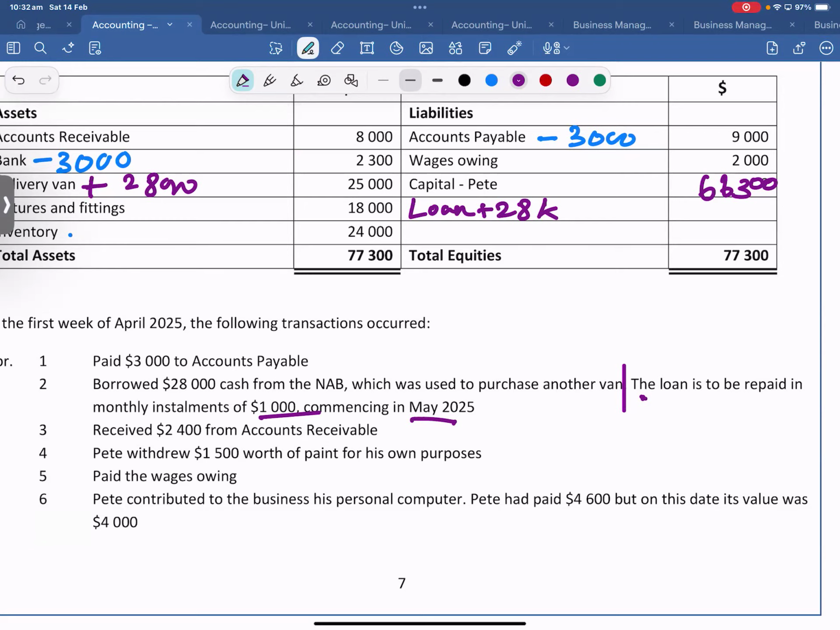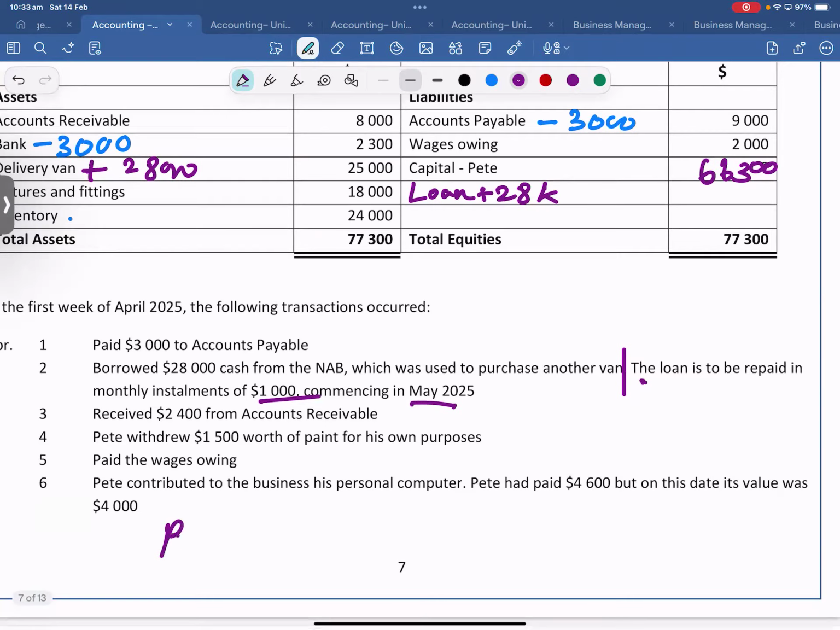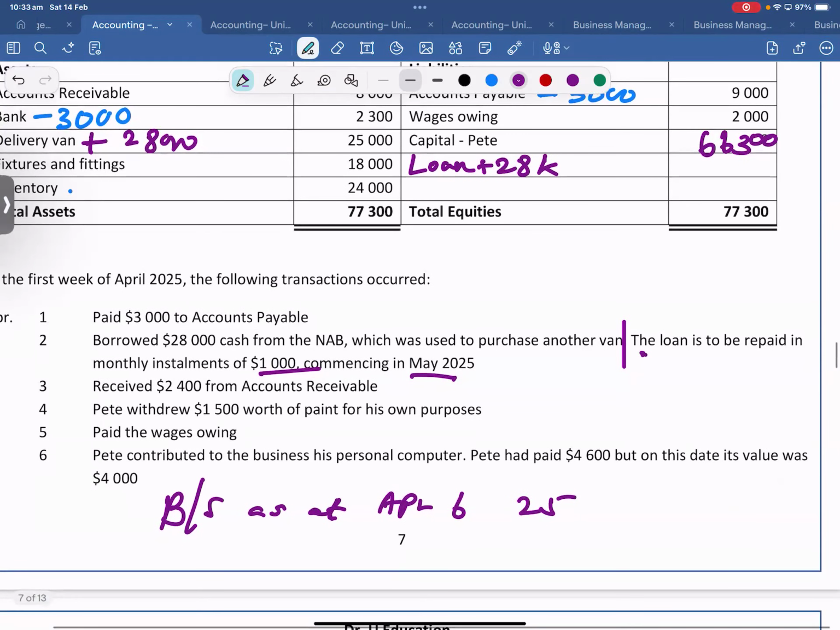So now what is our, why do they say that? Why do they want us to tell us? Because it should be part of the April month. Yes, we are doing the balance sheet as at April 6th, 25. Okay, all right, keep going. You can't put it in the April one since you're starting to pay it in May, next month, because it hasn't happened yet. Okay.